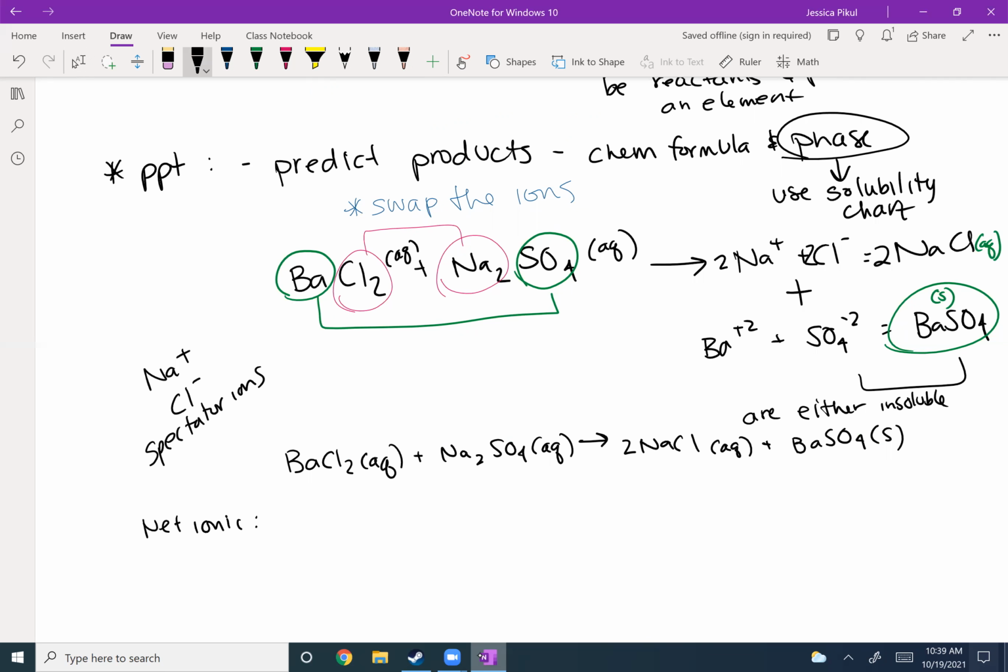So that means that I really will have just my barium +2 aqueous plus my sulfate -2 aqueous forms barium sulfate solid. And that would be my net ionic equation. All right, I'm going to pause here and see if there's any questions before I do redox.